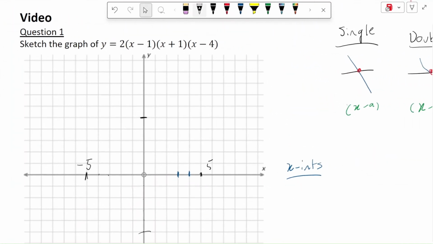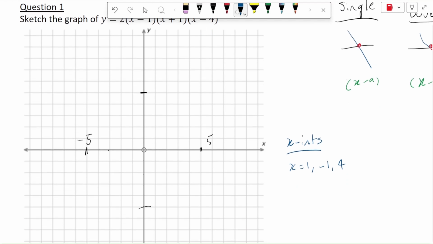So this one here has 3 x-intercepts. According to the equation, that first bracket will give us positive 1, the next bracket will give us negative 1, and the next bracket will give us positive 4. Remember, 4 take 4 would give you 0 there, so x is positive 4 in that case. So we'll pop those x-intercepts straight in. I've got one here at 4, 1, and minus 1.